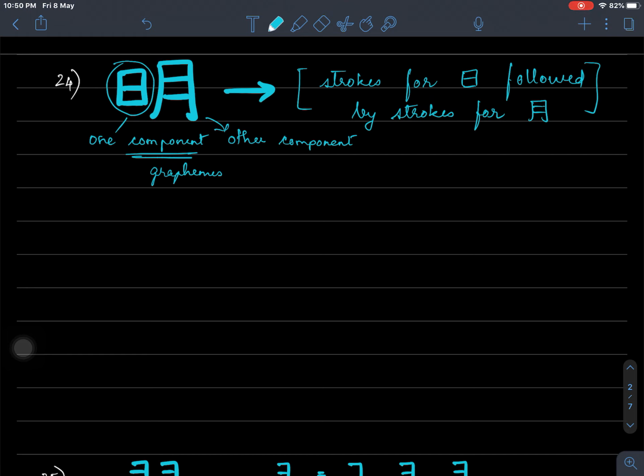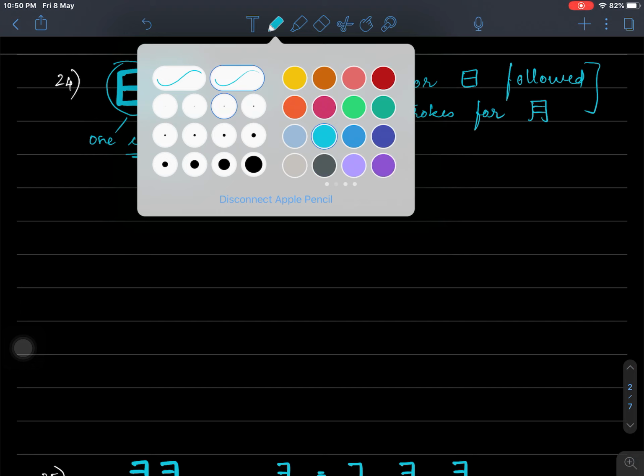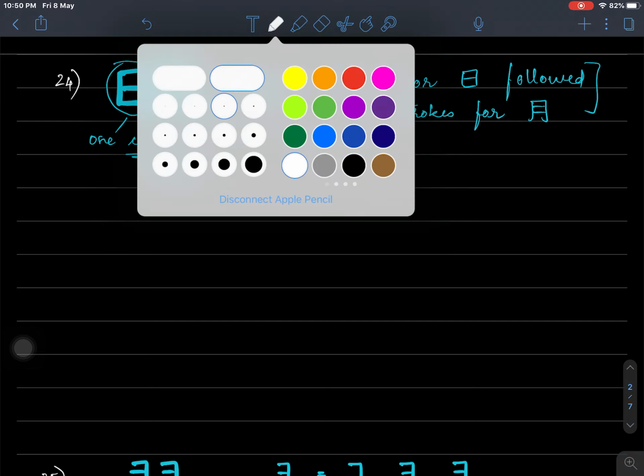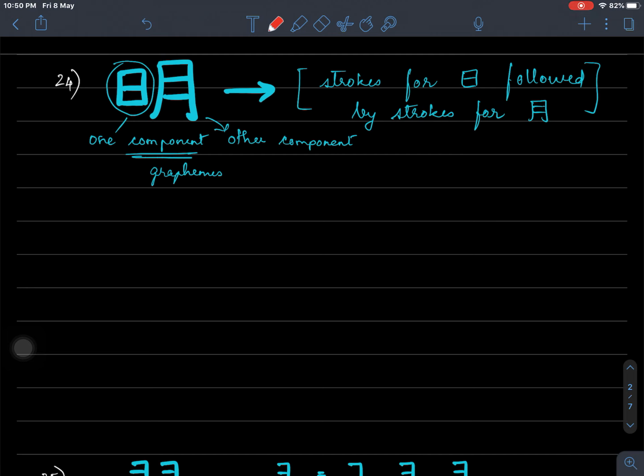Now, because we have done the strokes of each of these graphemes, the overall stroke order is just writing the strokes of the first one, that is the sun kanji in its order, and then the moon kanji in its order, and then that will be the stroke order for the overall kanji, which is why I did not write it all over again. Now, this kanji, let's have a look at the mnemonic first and see if we can come to the meaning of it.